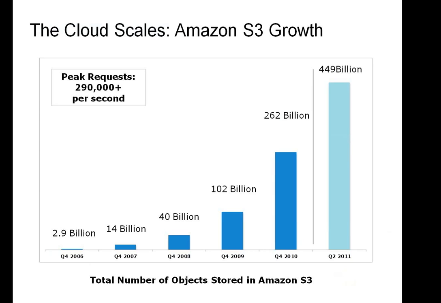Another metric that I can share with you is we have a storage facility called Amazon S3, the Simple Storage Service. As of the end of the second quarter of this year, S3 holds 449 billion objects, and we processed over 290,000 requests per second for those objects.